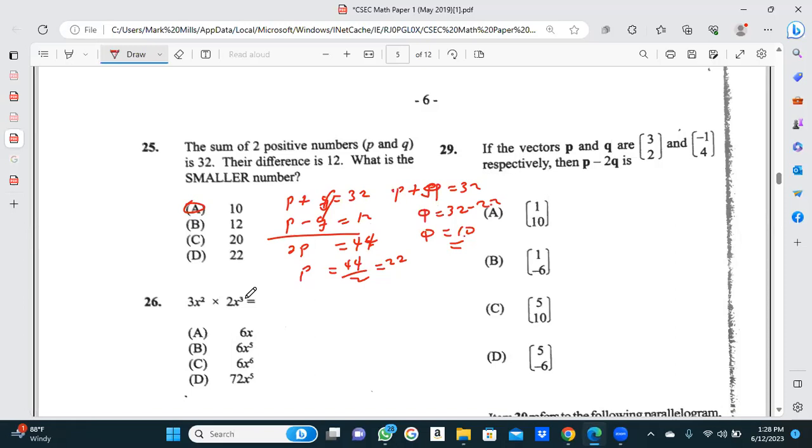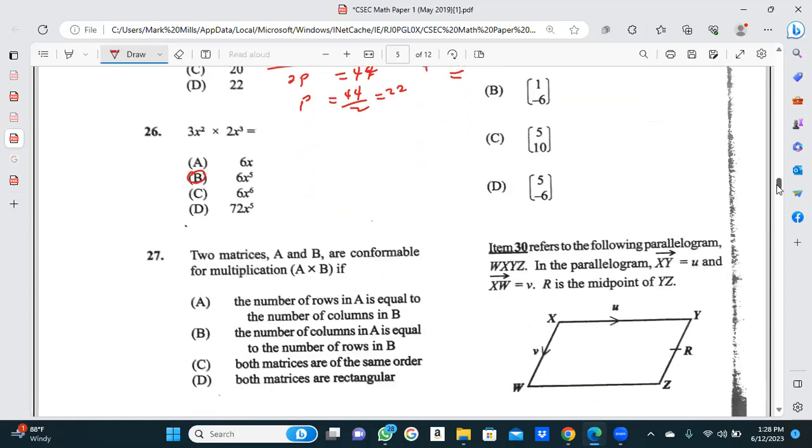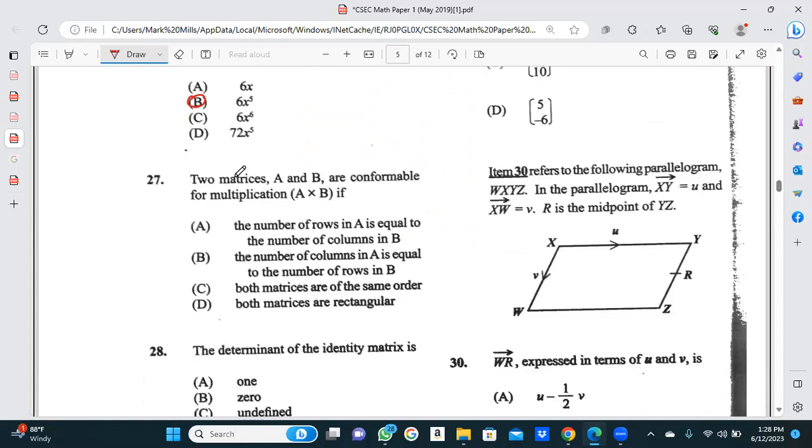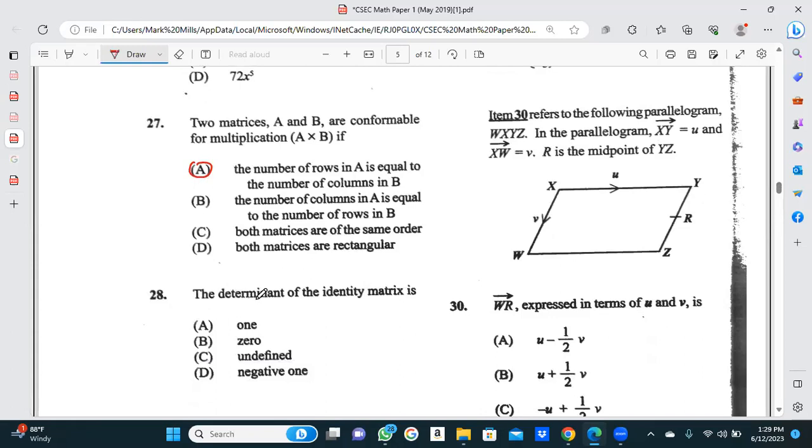26, right? That is B. So we multiply this time, then add the powers. 27. Two matrices A and B are comparable, right? If A times B, the number of rows in A should be equal to the number of columns in B. Now, number 28. The determinant of an identity matrix is what? 1.